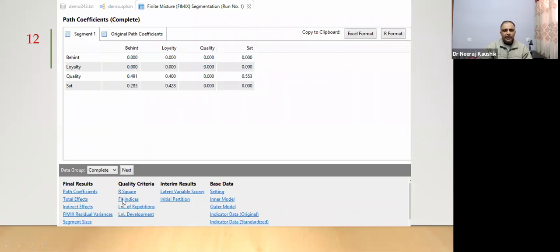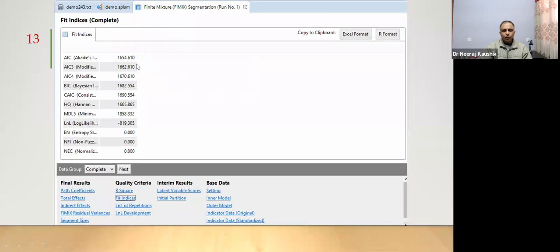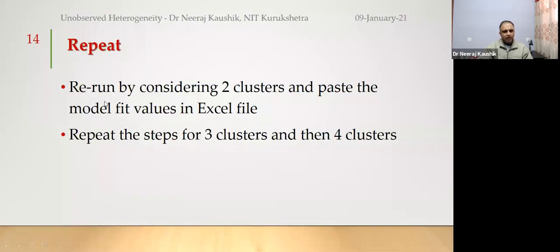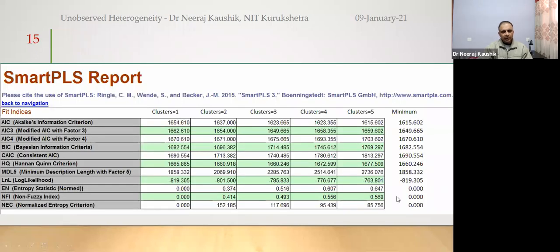We require fit indices. Click on the fit indices, click on the Excel format, copy and paste it there. Then do it again for 2 cluster, do it again for the 3 cluster, and make a report like this. I have made this to cluster 1, cluster 2, cluster 3, cluster 4. Now this is the most important thing. This will tell us how many clusters we have. How to find out how many clusters we have?